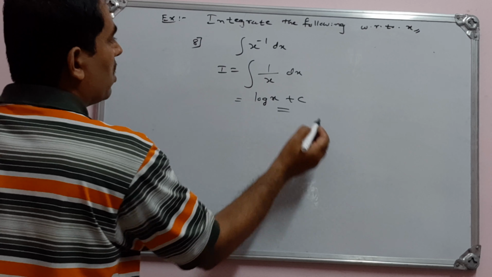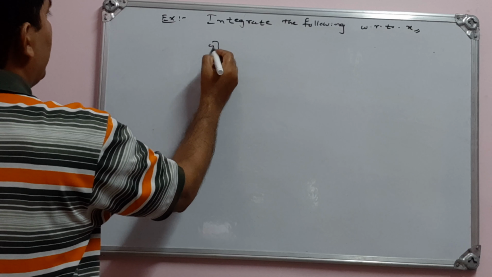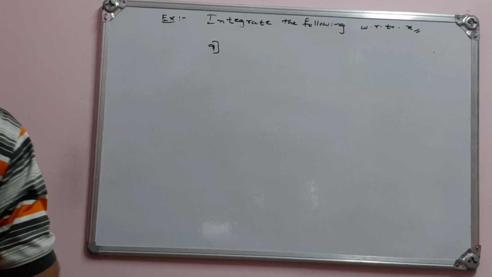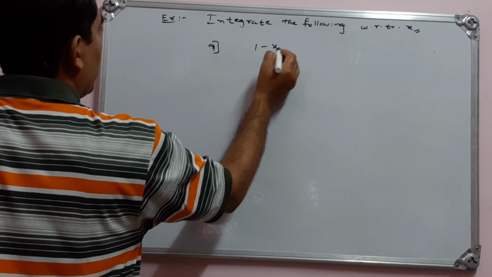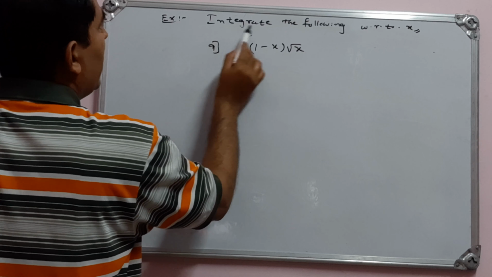Integration of 1 by x is log x plus c. And let us move to the 9th problem. The 9th example: integrate (1 minus x) into root x with respect to x.